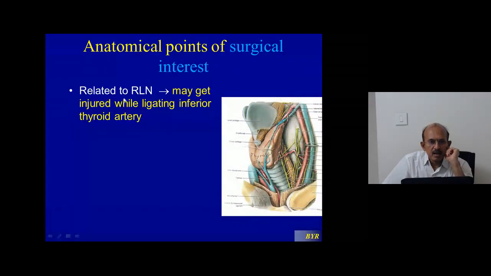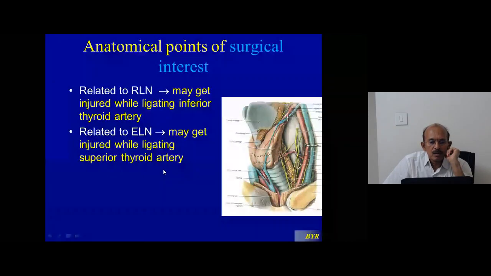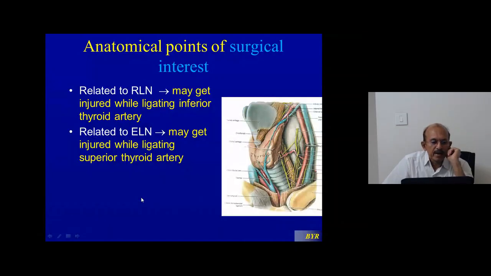Related to the recurrent laryngeal nerve, it may get injured while ligating the inferior thyroid artery. Okay, someone is asking about the ligation of the middle thyroid vein. Why? I will tell after finishing this one. Related to the external laryngeal nerve, it may get injured while ligating the superior thyroid artery.